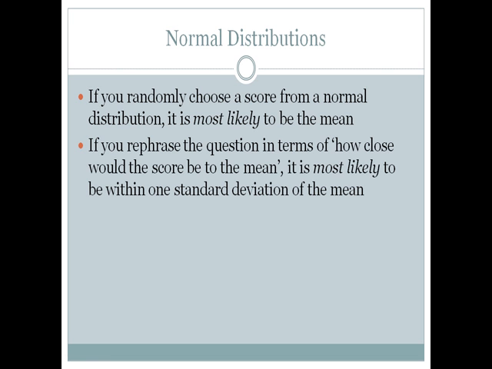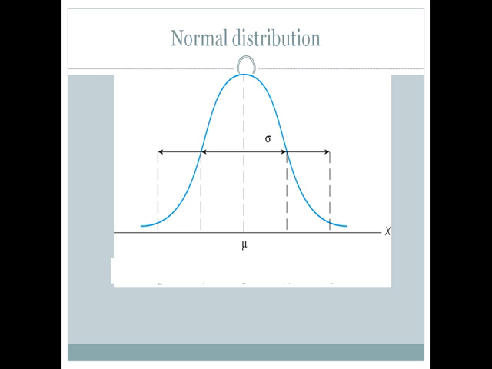We can rephrase this question and say, when we randomly choose a score, how close would that score be to the mean? It is most likely that a score we randomly choose will be within 1 standard deviation of the mean.